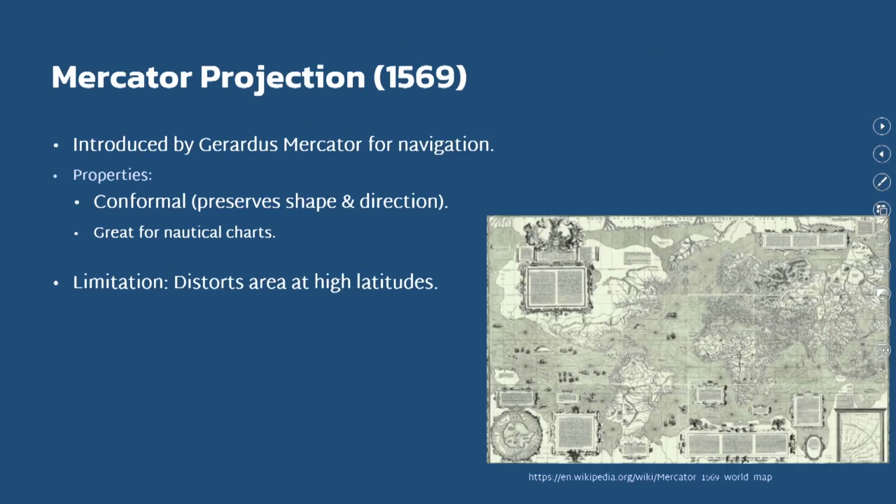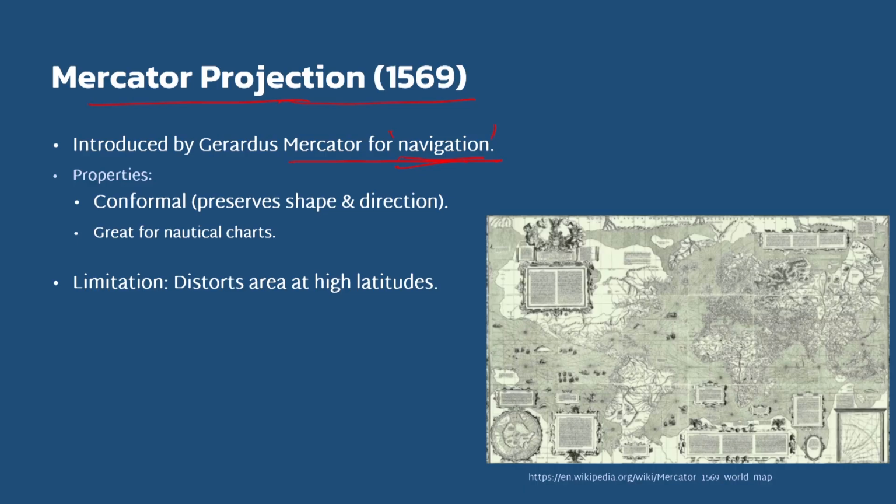Next, let us talk about the Mercator projection. In the 16th century, it was introduced by Mercator for navigation. So, this Mercator projection is mainly used for navigation. All of you know that in those days navigation played a very big role, in terms of trade and in terms of discovering new continents. Especially for ship navigation, this projection was used effectively.